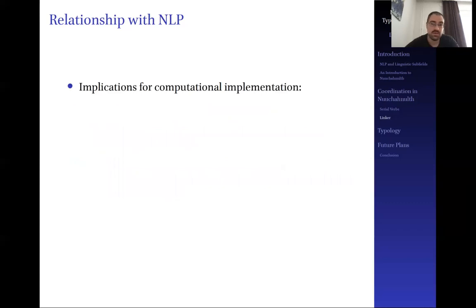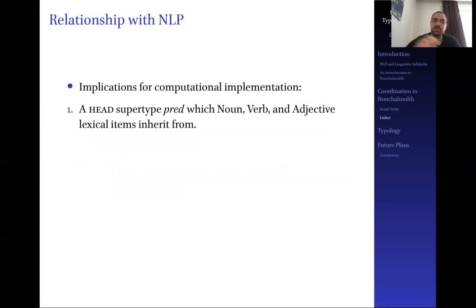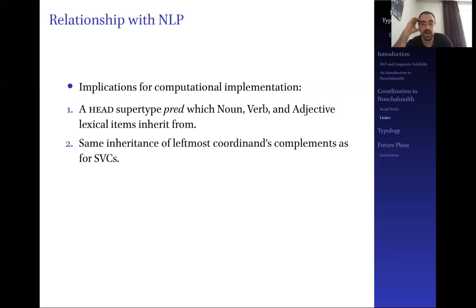So the implementation implications were that I needed a super type of head called pred, which noun, verb, and adjective lexical items inherit from. So this is a bit of HPSG jargonese, but from a wider perspective, what this means basically is I had a super part of speech. So there are parts of speech, noun, verb, and adjective, but then there's a super part of speech, which all of them belong to, which I called the pred part of speech. I had the same inheritance of the leftmost coordinate's complements as I did for SVCs to get that word order sampling.